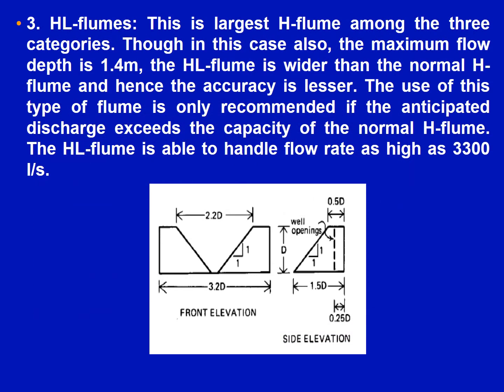Similarly in the case of large, the maximum flow depth is the same as the H flume, but here it is wider than the H flume. So what is the difference between H flume and HL? The limitation of depth is the same, 1.4 meter, but here it is wider as compared to H, so it can measure more discharge, up to a maximum of 3300 liters per second.